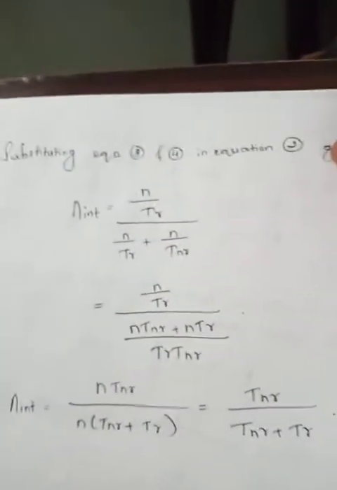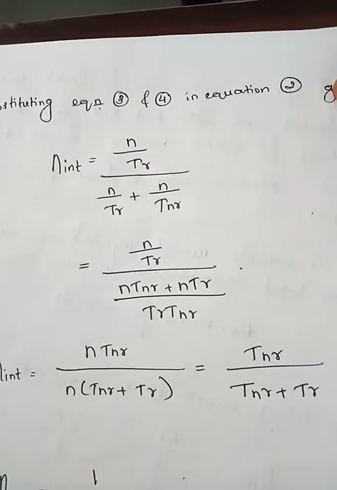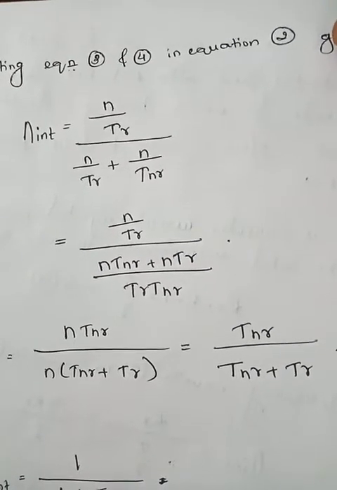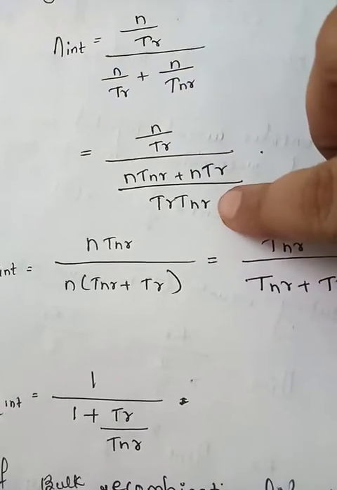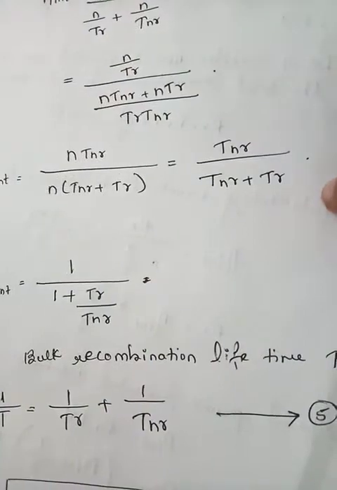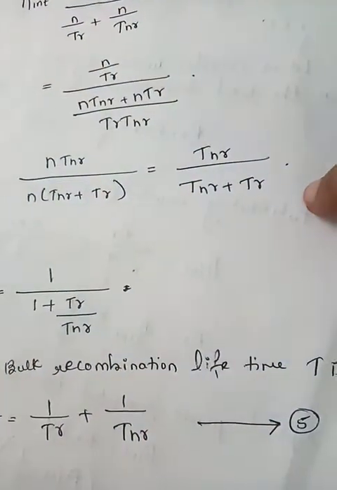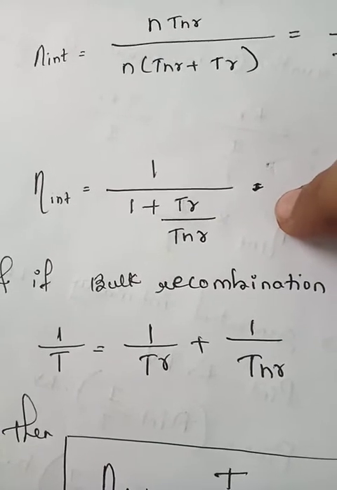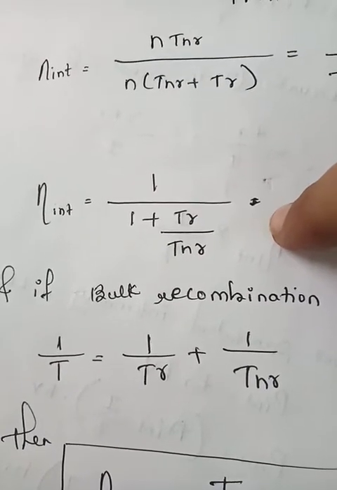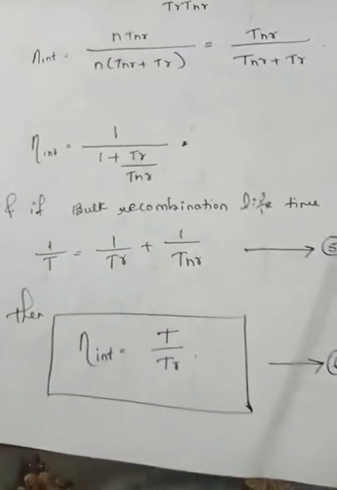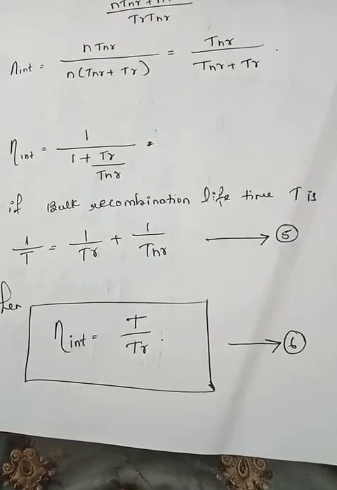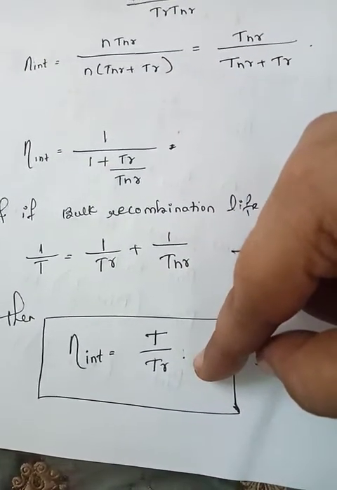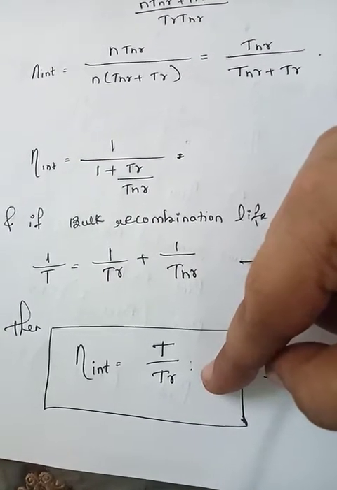So substituting equation number 3 and 4 in equation number 2, eta INT is equal to N by TR divided by N by TR plus N by TNR. Now taking the LCM in the denominator and rearranging it, eta INT is equal to TNR by TNR plus TR. Eta INT can also be rearranged as 1 by 1 plus TR by TNR. And if the bulk recombination lifetime T is given by 1 by T is equal to 1 by TR plus 1 by TNR, then the internal quantum efficiency is given by eta INT is equal to T by TR.